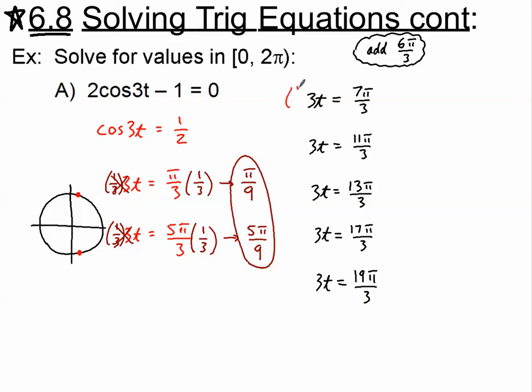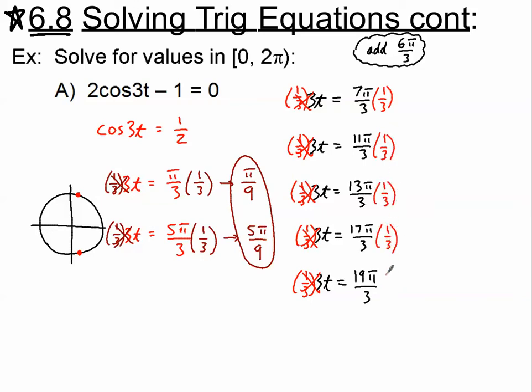If I multiply by 1/3 on all of these equations, and multiply by 1/3 here, of course, since it's an equation, we have to do the same thing on both sides.